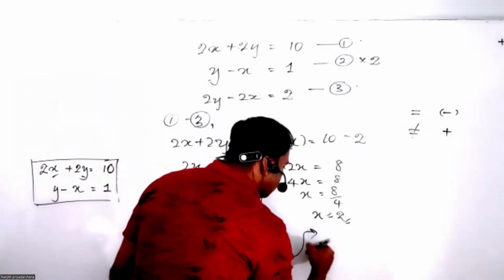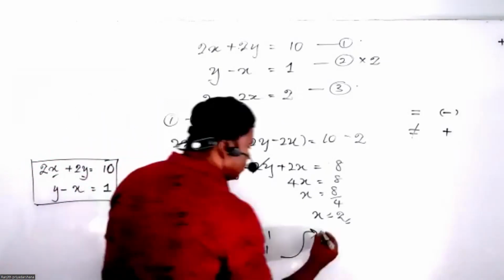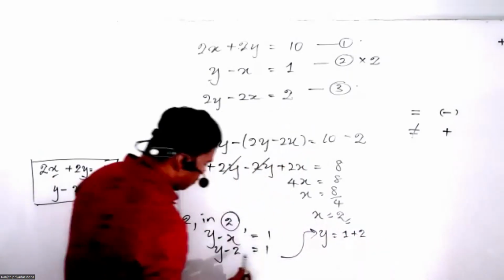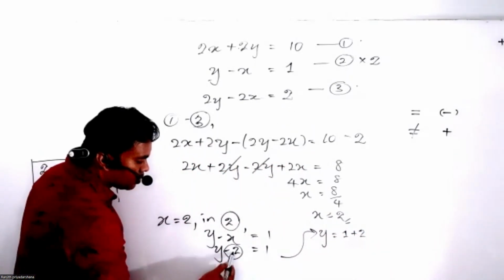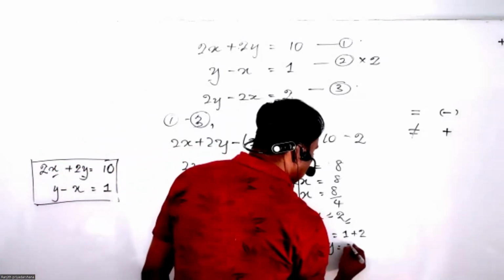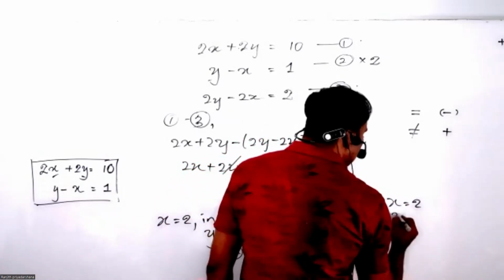Therefore, y equals 1 plus 2, because the subtraction of 2 goes to the other side as plus. Therefore, y equals 3. Therefore, the answer is x equals 2, y equals 3.